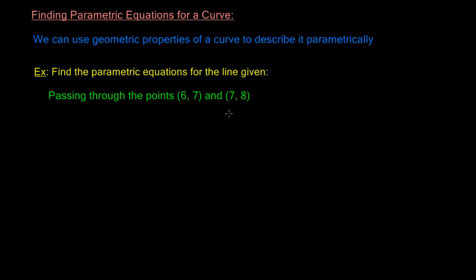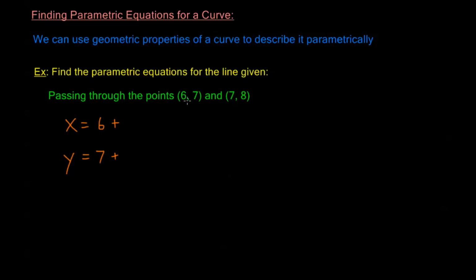Let's look at the line passing through the points (6, 7) and (7, 8). Now we can start the same way, but I can choose either of my points to act as my anchor. So let's just say that when t equals 0, I want to be passing through the point (6, 7). So my x value is 6, and my y value is 7 when t equals 0. Now I need to figure out what increment of t to add to each of these parametric equations so that I also pass through (7, 8).